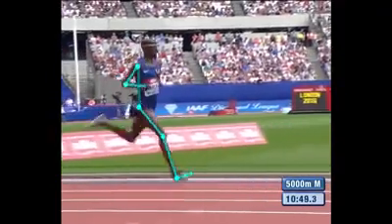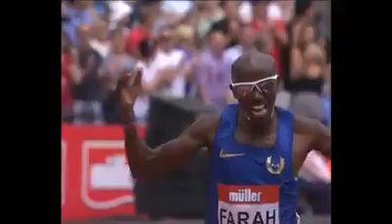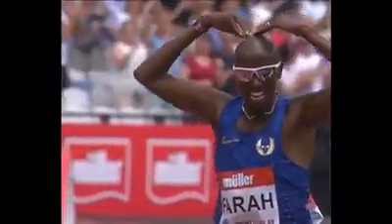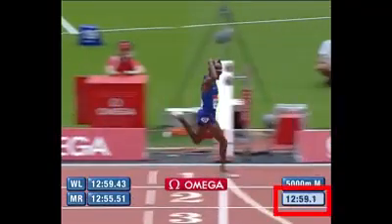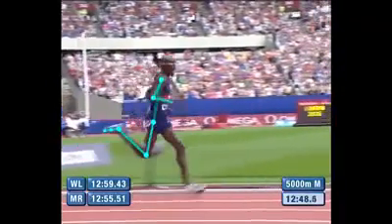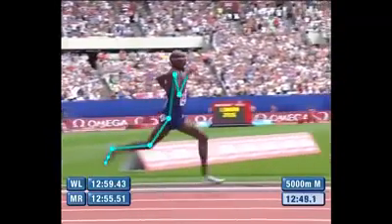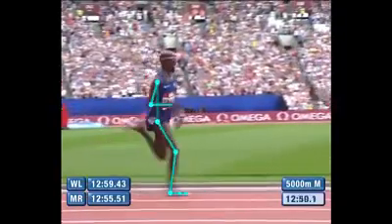Hey guys, today we are going to look at the running form of Mo Farah, one of the greatest long-distance runners in the world, as he runs the 5K in under 13 minutes. I made a previous video simply showing his running form during that race, but today, we are going to look at it in more detail.